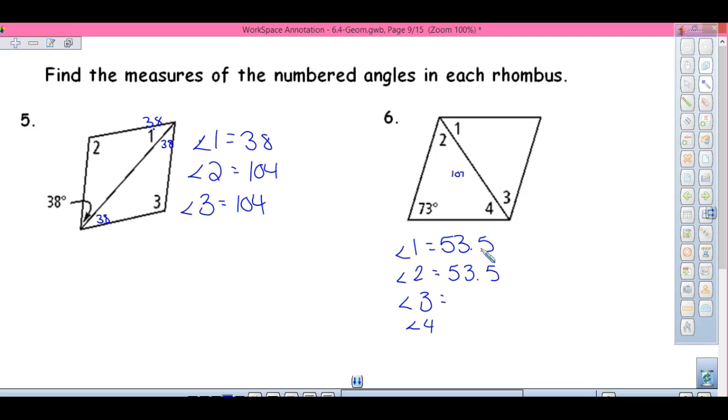Why are 1 and 2 equal? Come on, look at your properties, guys. Because it's a diagonal and it bisects the angles. Okay, so then 3 is 53.5 and 4 is, oh, thank you.